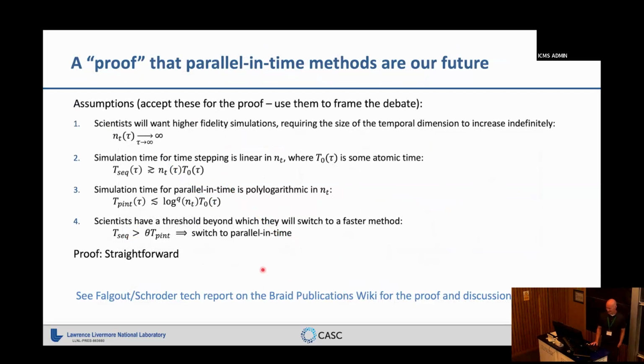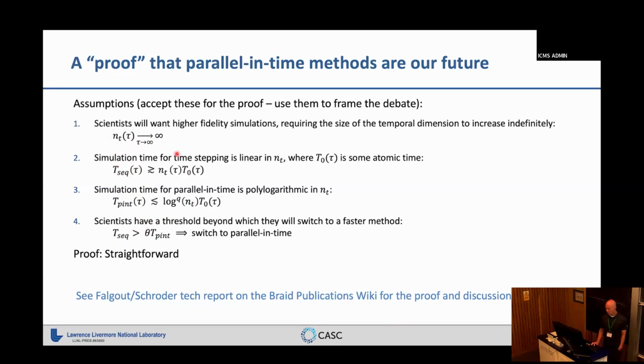The reason we did this is I remember talking with somebody who was very skeptical about parallel time. I told him at some point, I said, if I make certain reasonable assumptions, I'm pretty sure I can prove that this is something we'll have to do. So that's what this proof does. It makes some assumptions, and the idea is you accept these assumptions for the proof, and then the proof is simple. But this helps to frame the discussion, I think.